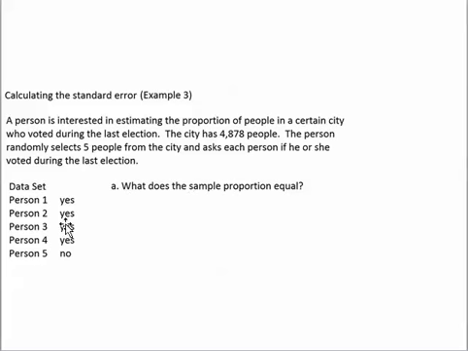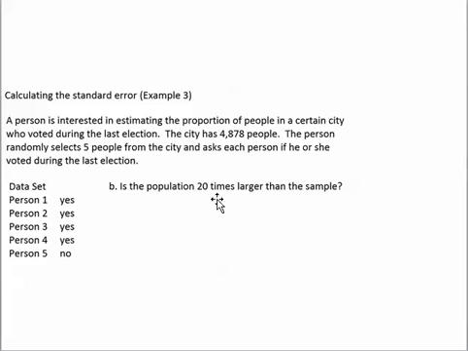Before we get the standard error, let's find out what the sample proportion equals. The sample proportion is just the proportion of voters in the sample who did vote during the last election. We can get this by dividing the number of voters, which is 4, by the sample size of 5. 4 divided by 5 is 0.8, so 0.8 of the sample voted during the election. The symbol for sample proportion is p hat, so we would say p hat equals 0.8.